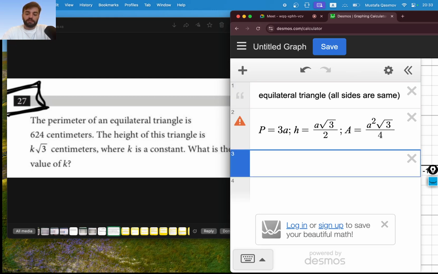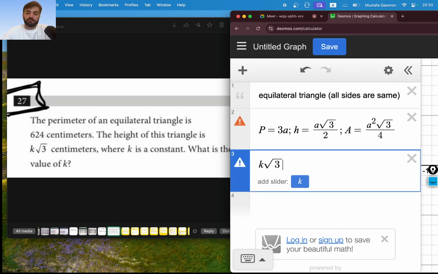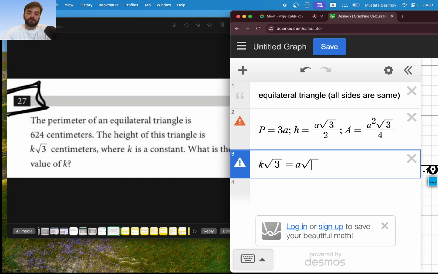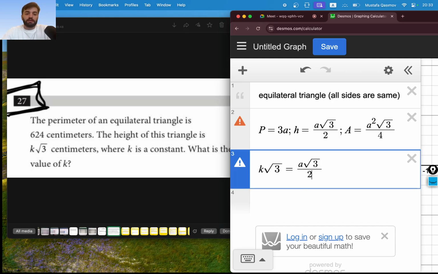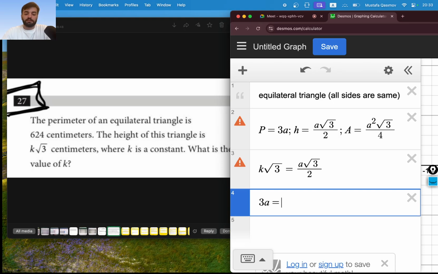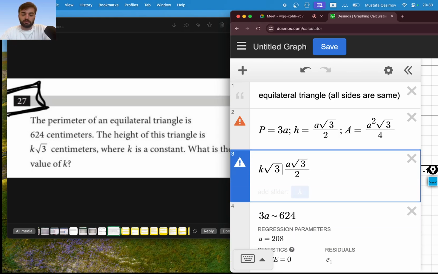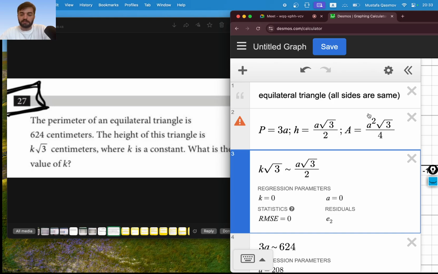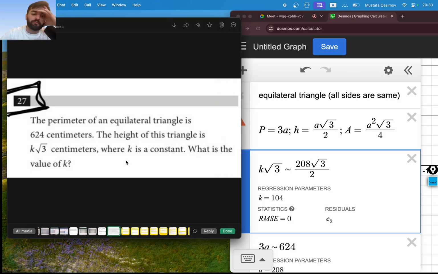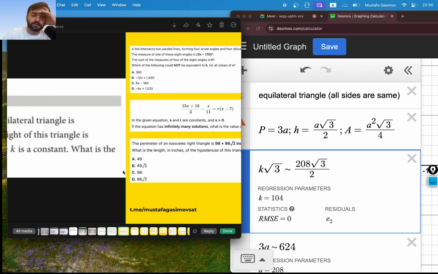Okay, height is equal to k square root of 3. Let's write it like that. K square root of 3 is equal to a square root of 3 over 2. And then we have to write it like that. 3a is equal to 624, and from here a will be equal to 208. So you can see that it's saying a is equal to 0, but it is 208. So k will be 104. Is it clear? Yes. Okay.